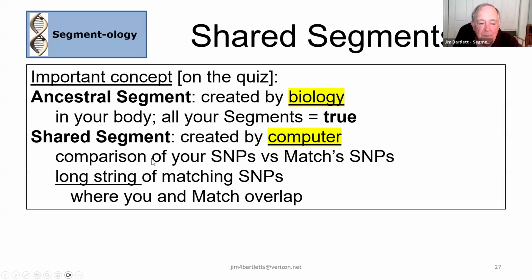A shared segment is created by a computer. The computer looks at your 600,000 SNPs and looks at the other person's 600,000 SNPs and tries to find a long string of matching SNPs, long enough that the scientists have determined can only come from one ancestor. And that would be the common ancestor. So that's where you and your match overlap your segments.